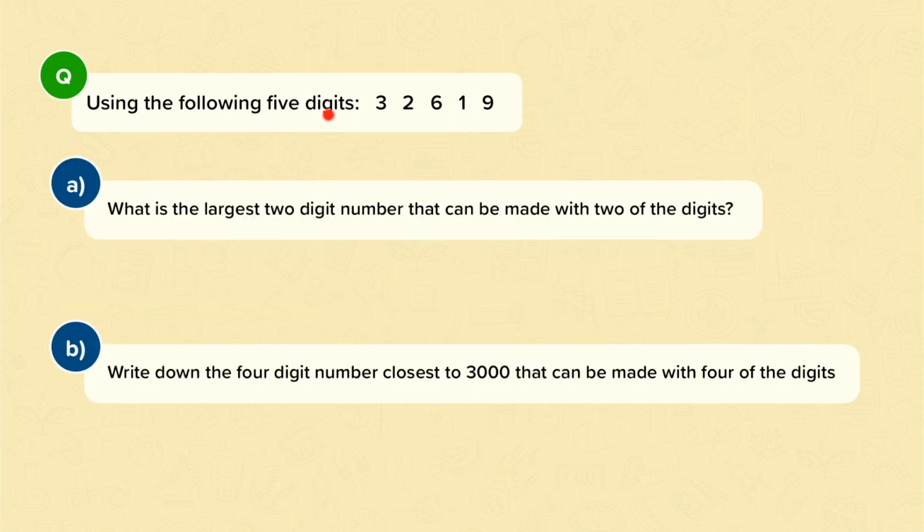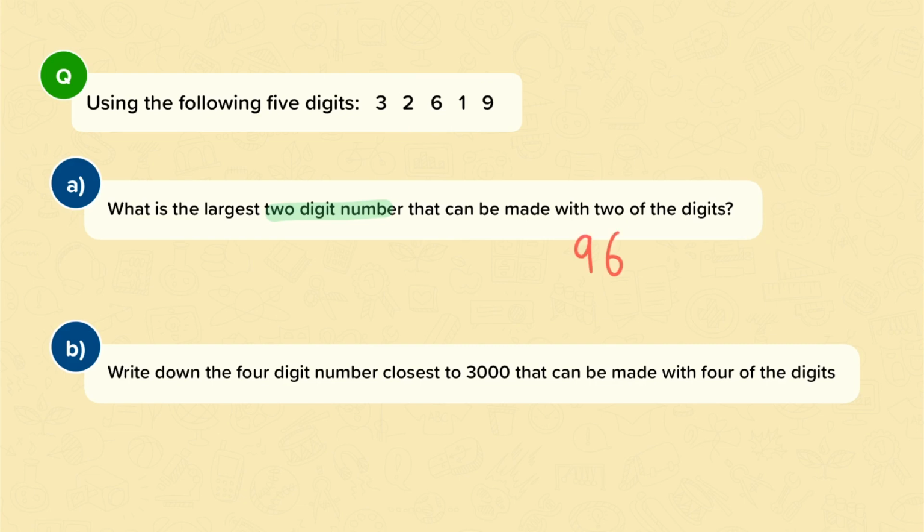Using the following 5 digits, and here they are here, what is the largest 2-digit number that can be made with 2 of the digits? So the largest 2-digit number. So I want you to think, how can you make the biggest number possible with just 2 of these? So pause the video and write down what you think that number would be. When you come back, I'll give you the correct answer.